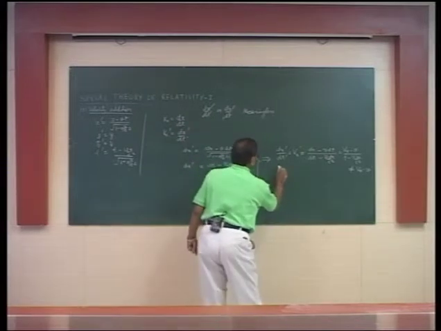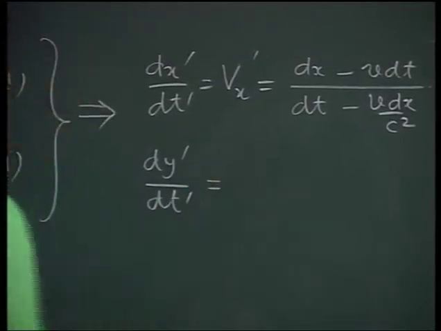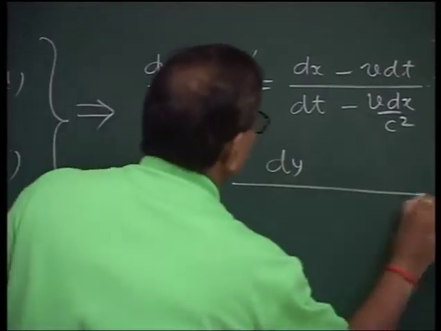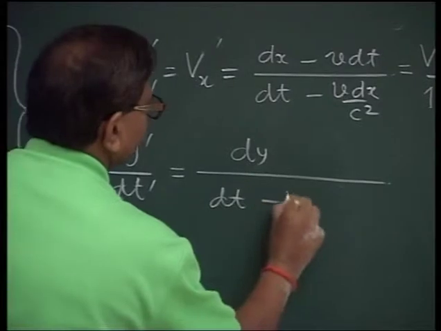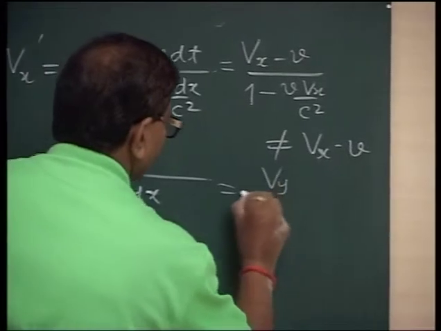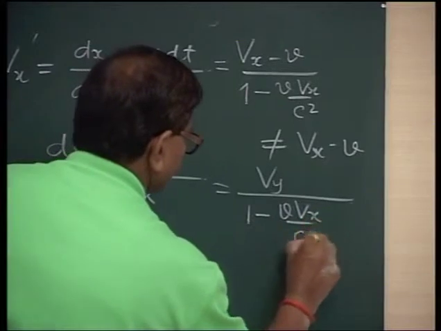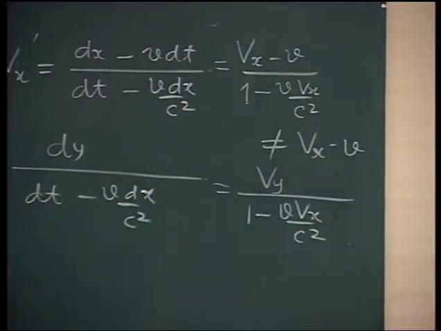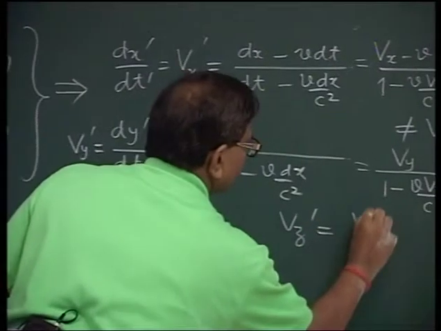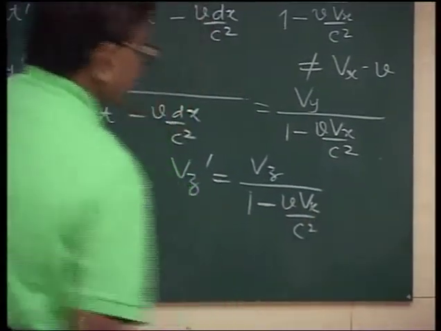Second important aspect is here. Similarly, dy'/dt' will be found to be dy/dt, divided by (1 minus v dx upon c square). This will give me vy upon (1 minus v vx upon c square), and similarly this is vy'. Similarly, vz' will be equal to vz upon (1 minus v vx upon c square).